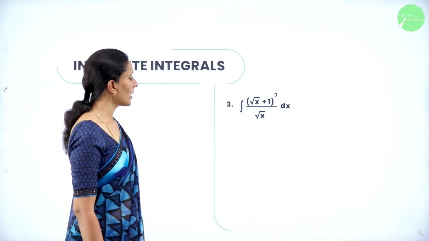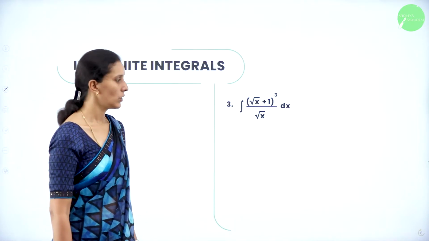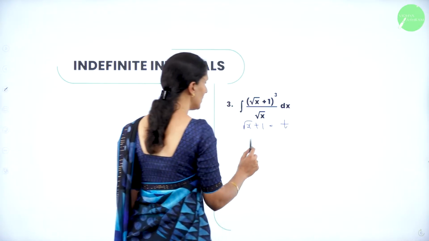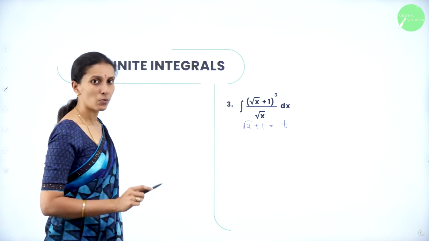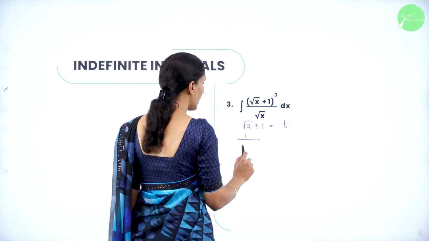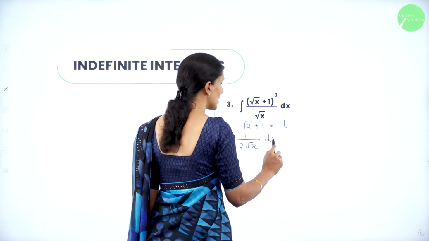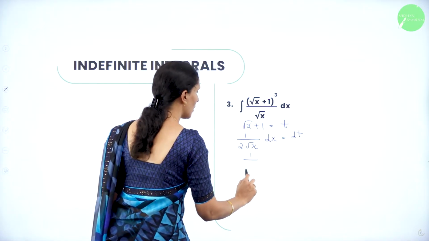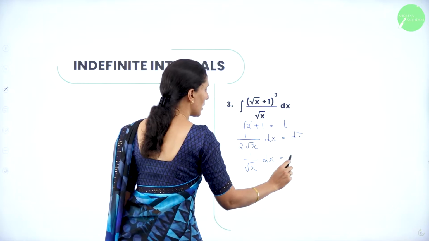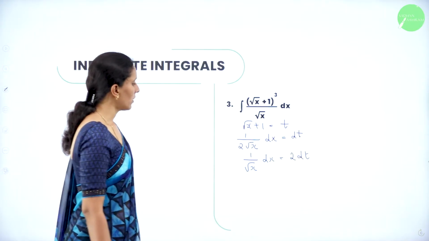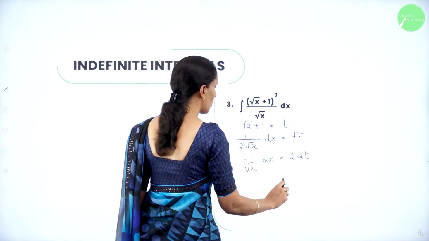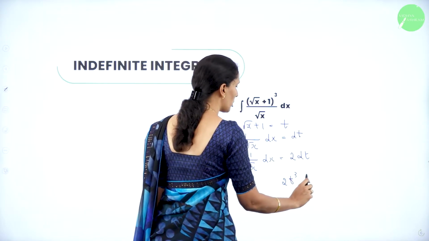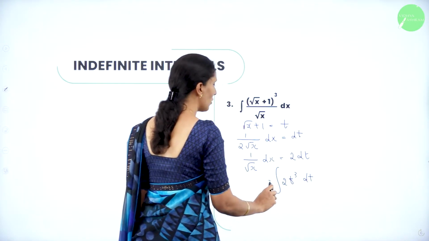Next question, (root x plus 1) whole cube divided by root x into dx. Let us substitute root x plus 1 is equal to some parameter t. Derive it. Derivative of root x is 1 by 2 root x. So therefore it is 1 by 2 root x dx is equal to dt. Now I need 1 by root x into dx. So 1 by root x into dx becomes 2 into dt. Shift 1 by root x dx as 2 into dt and this is root x plus 1 which becomes t. So this is the value which I will get.